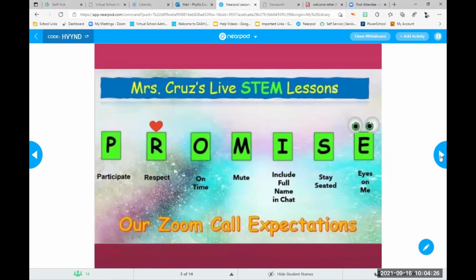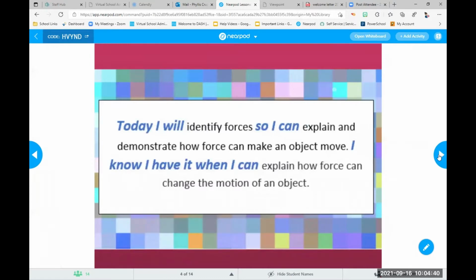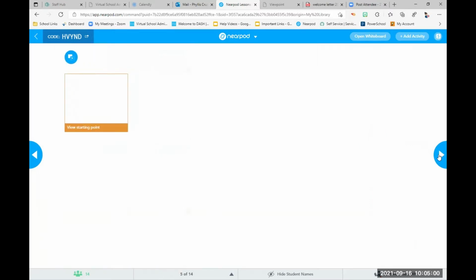First, our promise. Y'all know this? Participate, respect, be on time, stay muted, include your full name, stay in your seat, and eyes on me on the computer. What are we going to do today, Ms. Cruz? Today, I will identify forces, so I can explain and demonstrate how force can make an object move. You've been doing this for a while, so you should know. I know I have it when I can explain how force can change the motion of an object.